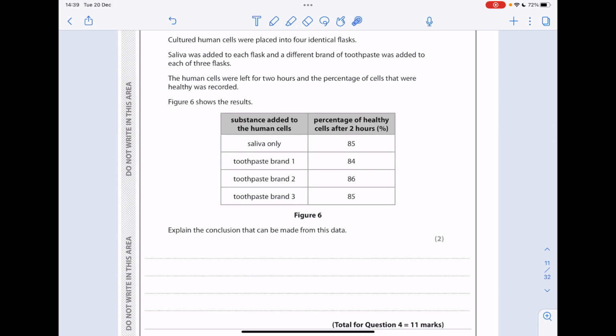You can see, look, how healthy all our cells are. And if you compare it to saliva only, first of all, the toothpaste has no effect on healthy cells, so it's not harmful to them. And why can we see that? Because the percentage of healthy cells after 2 hours was very similar to that of saliva.